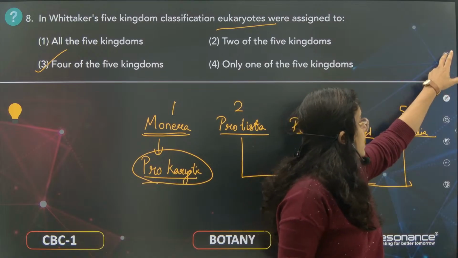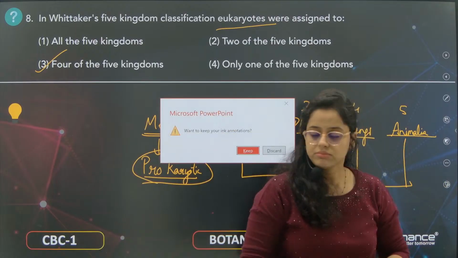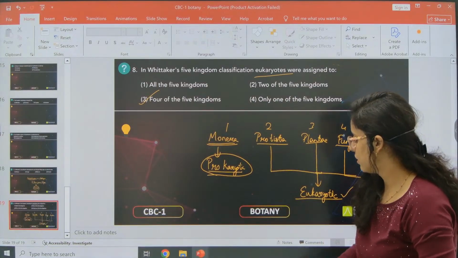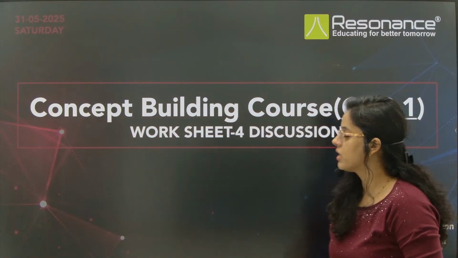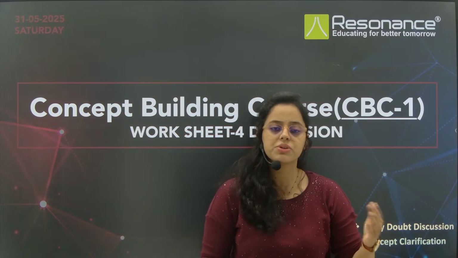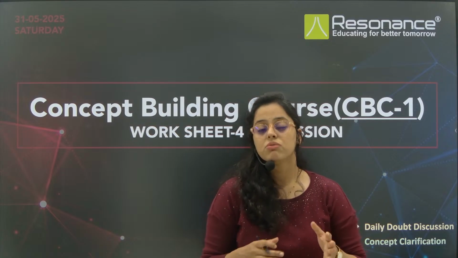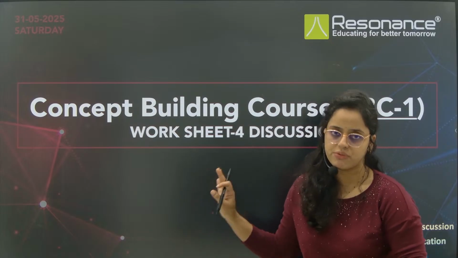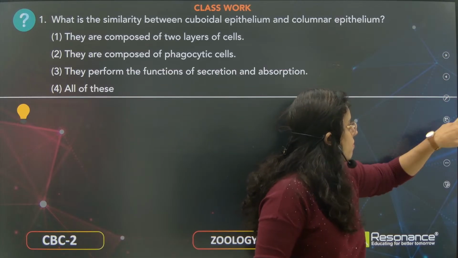So coming to the next question. Here we have discussed worksheet 4. Now we are going to discuss worksheet 4 of CBC concept zoology questions. We have discussed botany questions. Now we are going to discuss zoology questions about epithelial tissue. Types of epithelial tissue and junctions between epithelial tissue are all part of worksheet 4. Now let us start with the questions. Question number 1.